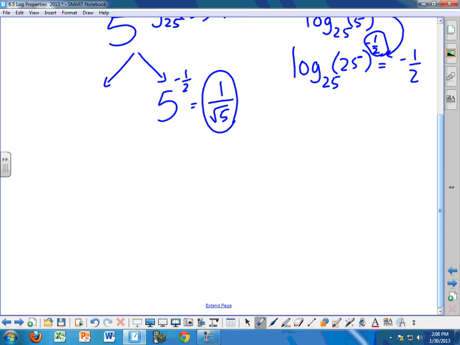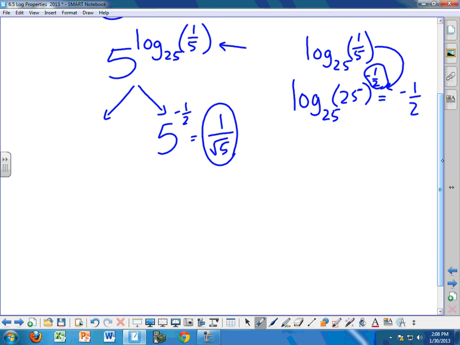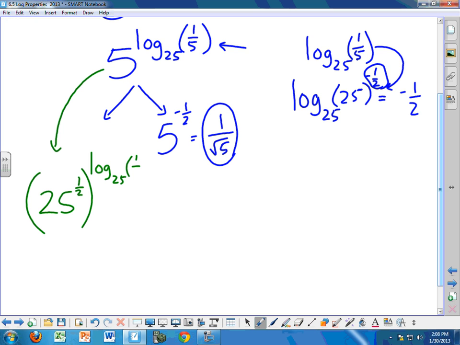I don't know if it's going to be any less confusing, but we could try it this way. We could say, for the number 5, we'd rather have that in base 25. So we know that the number 5 is the same as the square root of 25. So that would be 25 to the 1/2 power is the number 5, all to the log base 25 of 1/5. So that's the first step.